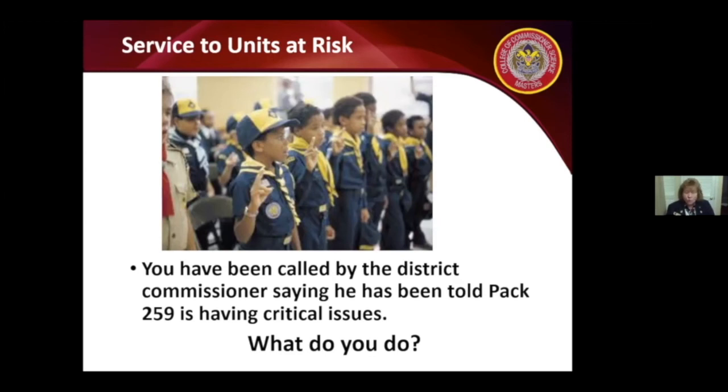Well, first off, what does he consider a critical issue, right? We're not aware, so what's the first thing you've got to do? You've got to figure out what they consider a critical issue. Is it the unit not meeting, or is it just simply maybe the boys have no discipline? So that's where you go in and you will start to figure out and help make a unit service plan.